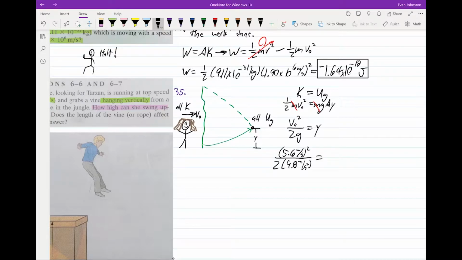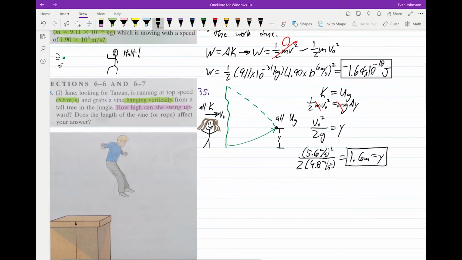And that gives me 1.6 meters. That's how high up she gets. All right, so one thing I want to mention here is it also asks the second part: does the length of the vine affect your answer? Okay, let's think about it.